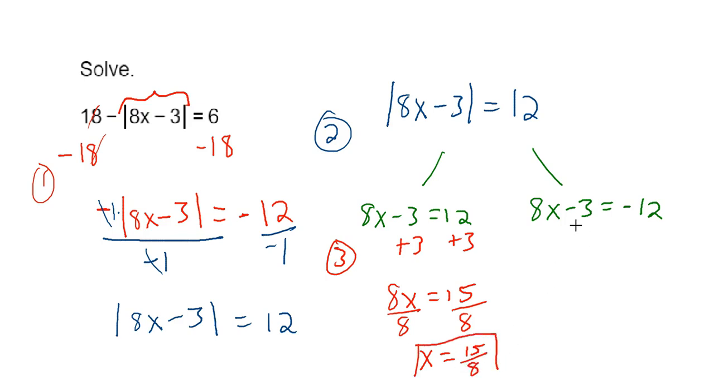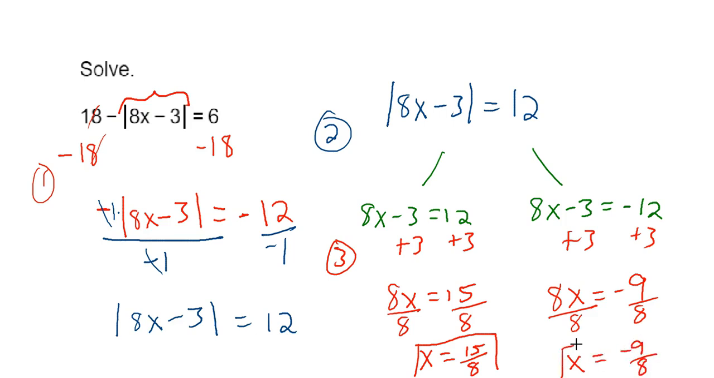We carry out the same exact steps for the second equation. So we'll add 3 to both sides. Here, we'll get 8x is equal to negative 9. Divide by 8 on both sides, same exact steps. And we get x is equal to negative 9 over 8.